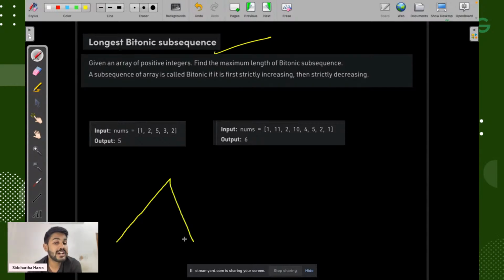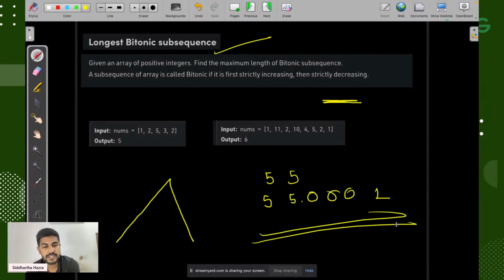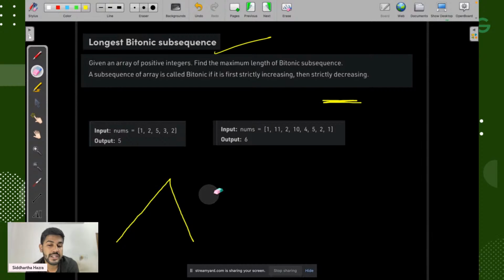So what do we mean by strictly increasing? Strictly increasing means that suppose we have 5 and the next number is 5 again. This is not strictly increasing, it is at the same level. But if it is 5.00001, then it is strictly increasing, because the next number should be greater than the previous number. This is the condition. So strictly increasing and then strictly decreasing, this is the Bitonic sequence.